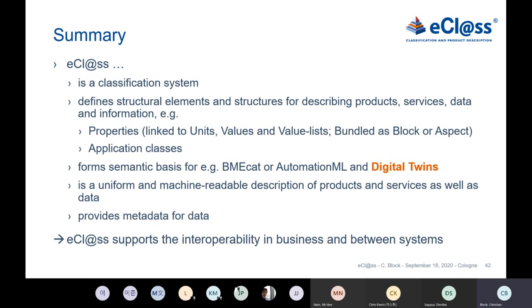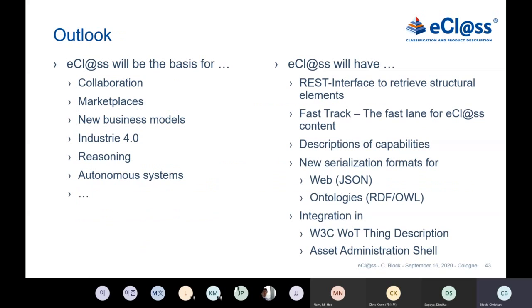Because it is a uniform and machine-readable description, which can be exchanged and passed from computer systems. So in general, it provides metadata for data, and so it supports the interoperability between business units, surely, but it supports the interoperability of systems as well. So ECLASS will be the basis for collaborations or stronger collaborations. In the future, it will be the basis for marketplaces.